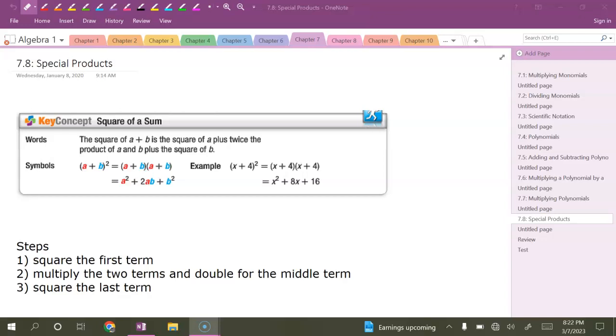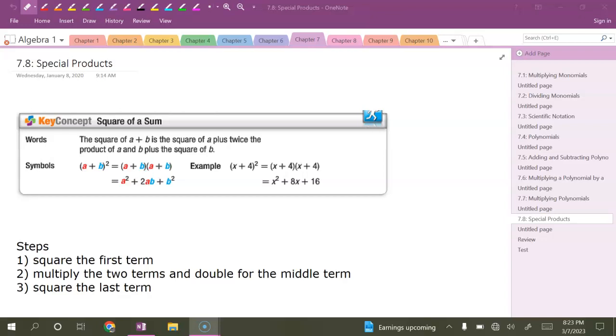So we're going to talk about really 3 cases total in this section, but the first 2 that I'm going to go over are very similar to each other in just kind of how they work and how they look. So the first one is called the square of a sum. So what this means is that you have a single quantity here that has a plus sign in between the 2 terms, and then it's being squared.